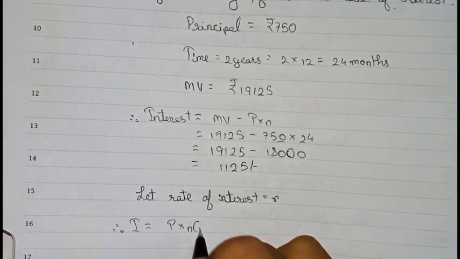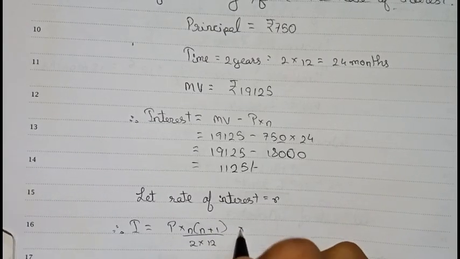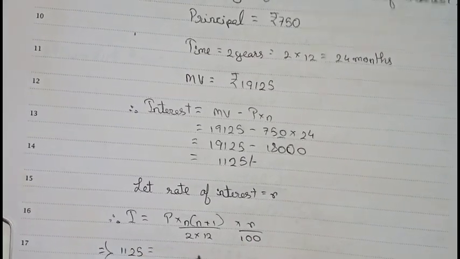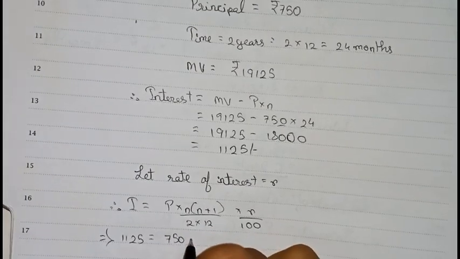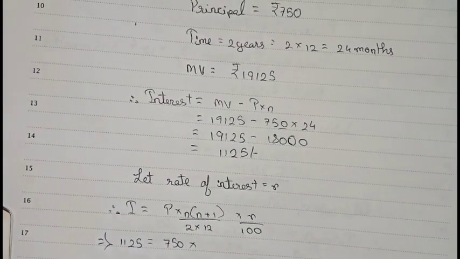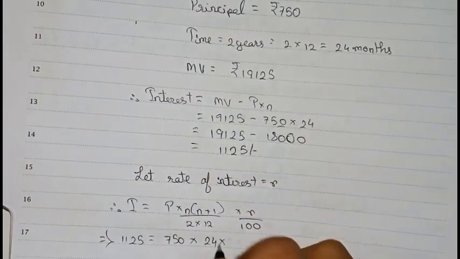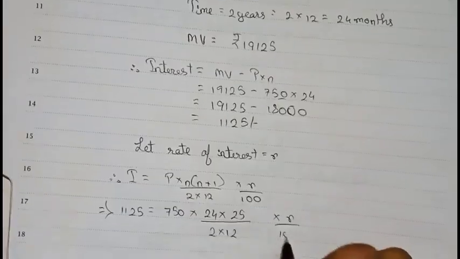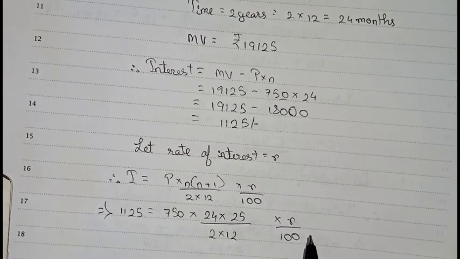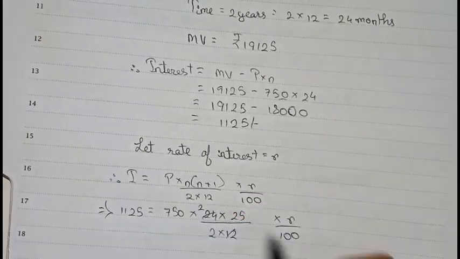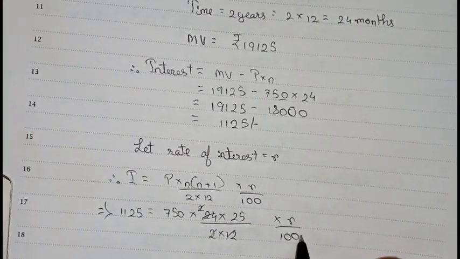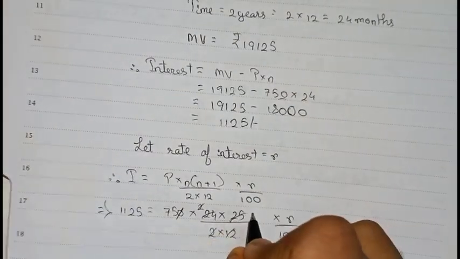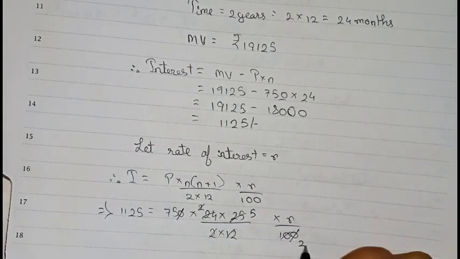Principal into n plus 1 by 2 into 12 into r by 100. So 1125 is equal to principal 750 multiplied by n, that is 24, multiplied by n plus 1, so 25, by 2 into 12, into r by 100. So 12 2s are 24, 2 and 2 cut. So 1 0 cut here, and this 25 is cut by 5. So 5 5s are 25, and down remains 2.